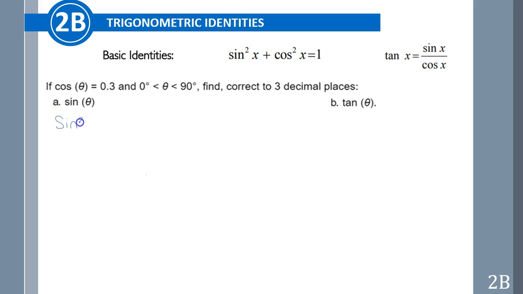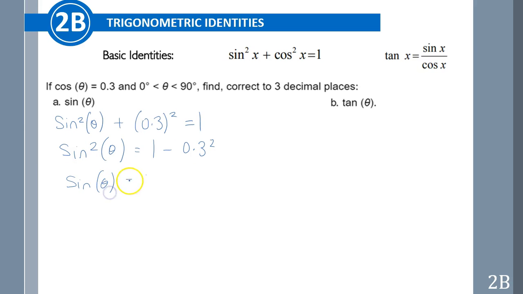So I'm going to write, plus, actually I'll just pop that in there. So we know what cos of theta is, equals 1. So that we've used the formula, we've just got a bit of rearranging to do. So we're going to take 0.3 squared from both sides. And then to get rid of the square, we're going to find the square root of the other side.